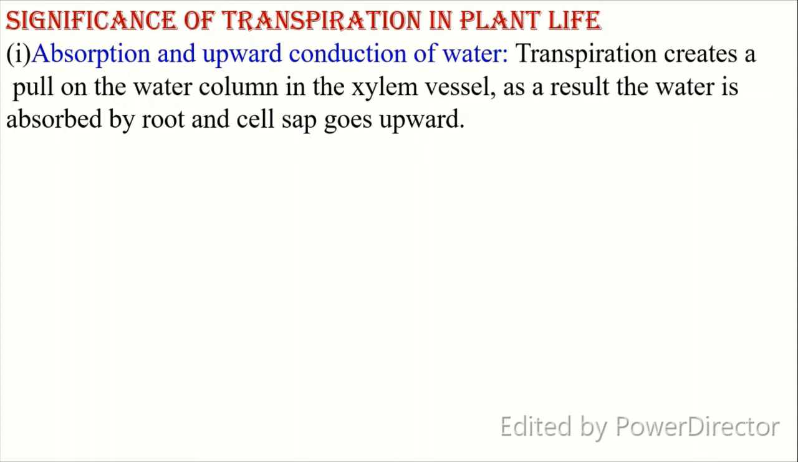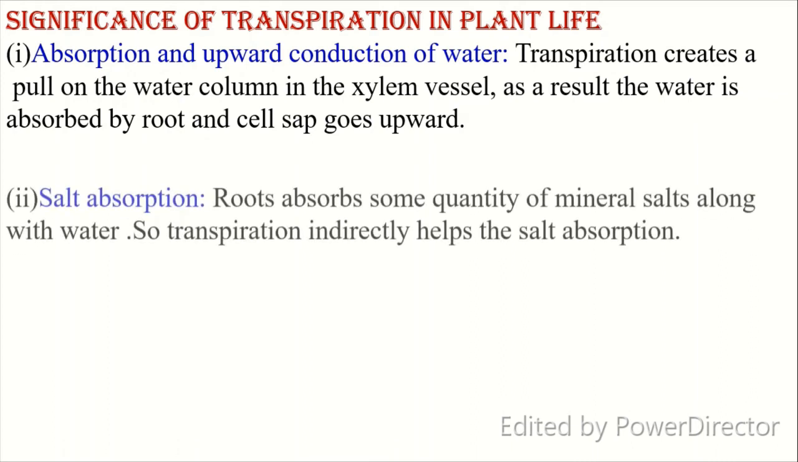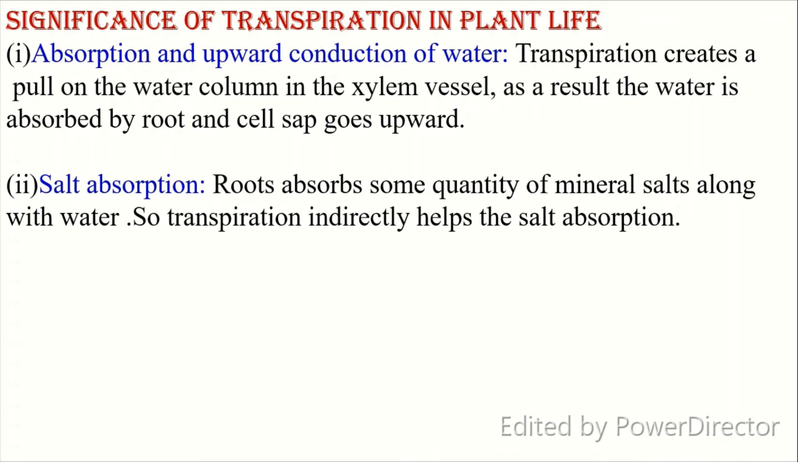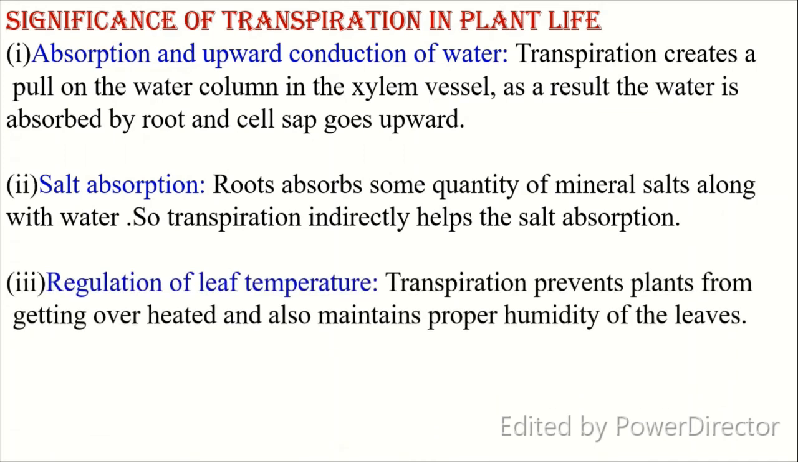So transpiration creates a pull on the water column in the xylem vessel. As a result, water is absorbed by the root and cell sap goes upward. Salt absorption: the root absorbs some quantity of mineral salt along with water, so transpiration indirectly helps the salt absorption process. Regulation of leaf temperature: transpiration prevents leaves from getting overheated and also maintains proper humidity of the leaves.